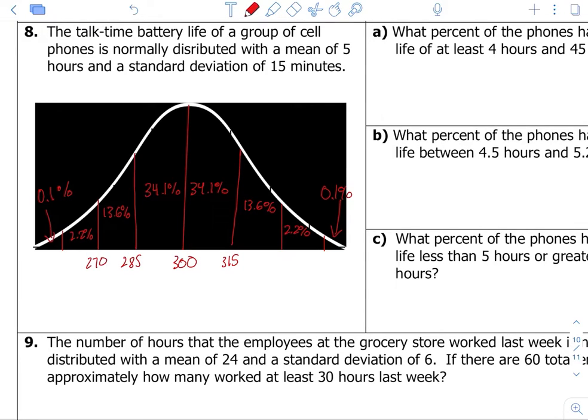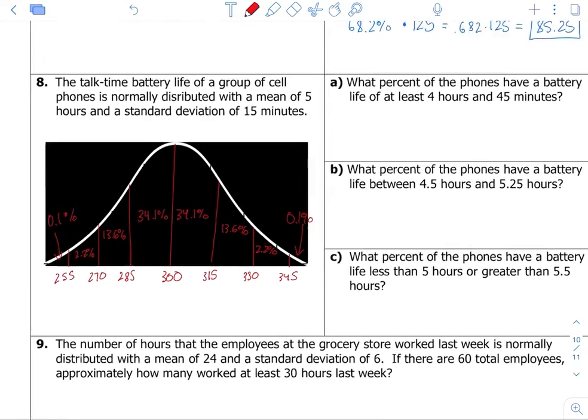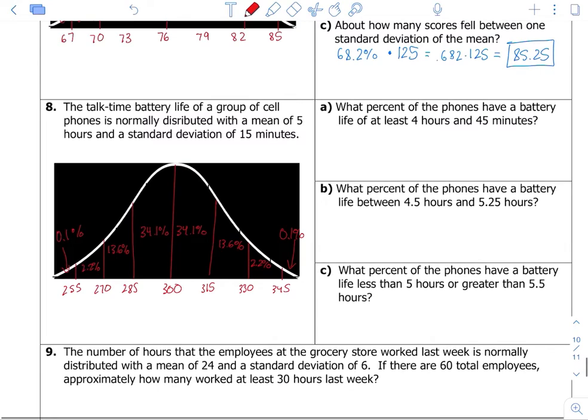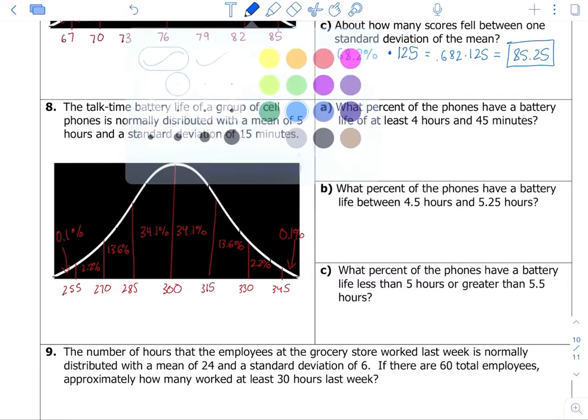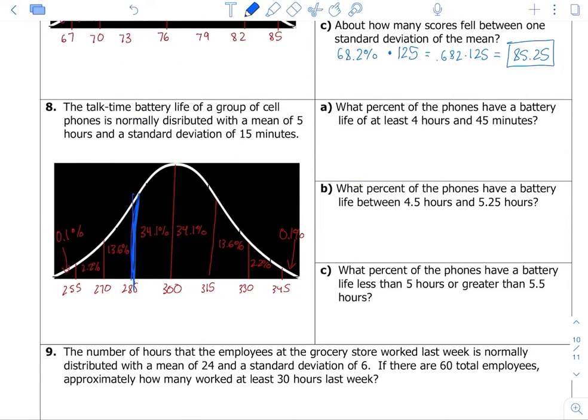270, 255, 330, and 345. All right, now we can start. What percent of phones have a battery life of at least 4 hours and 45 minutes? So 4 hours and 45 minutes, you guys, is this mark. 285, you guys, that's 4 hours and 45 minutes.